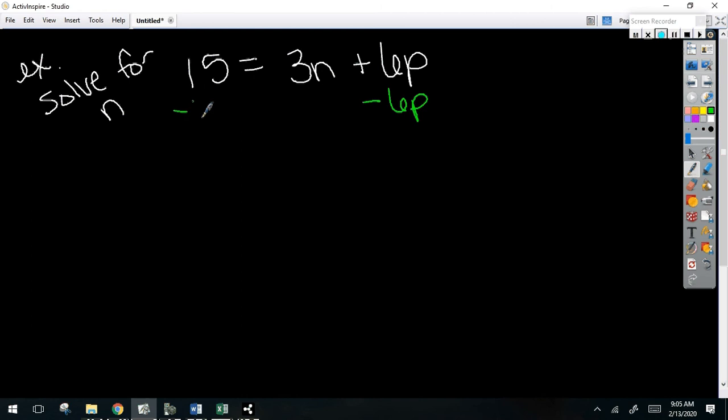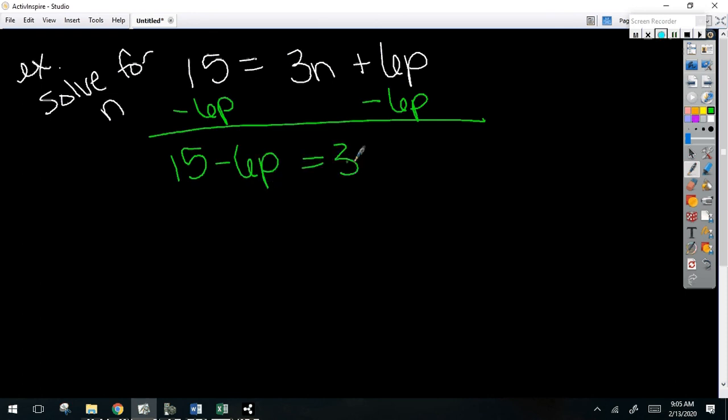That's exactly right. When I move the 6p, can I subtract 6p from 15? If you can't do it, write it. So 15 minus 6p. And now I'm going to divide by 3 on both sides because that is going to get my n all by itself. Same steps as solving, it's just there are more variables in here. So now I have 15 minus 6p.